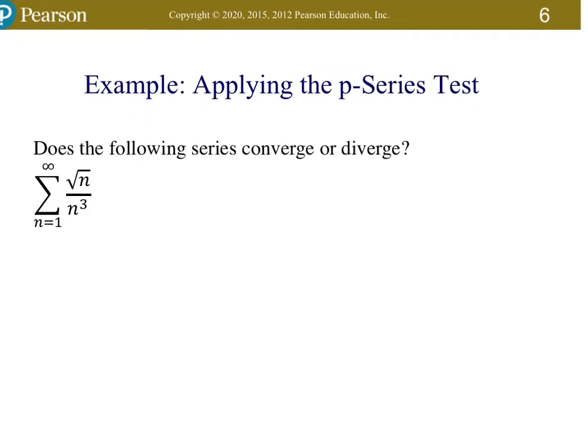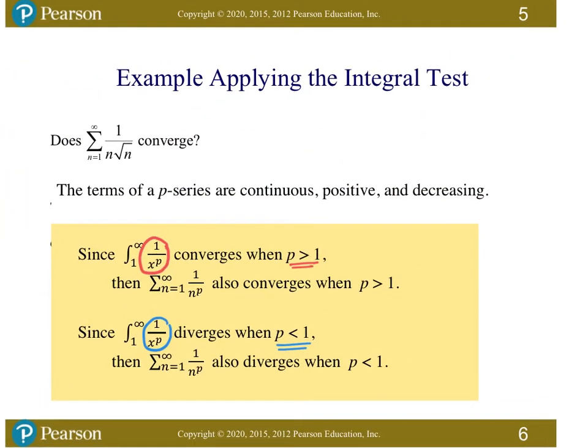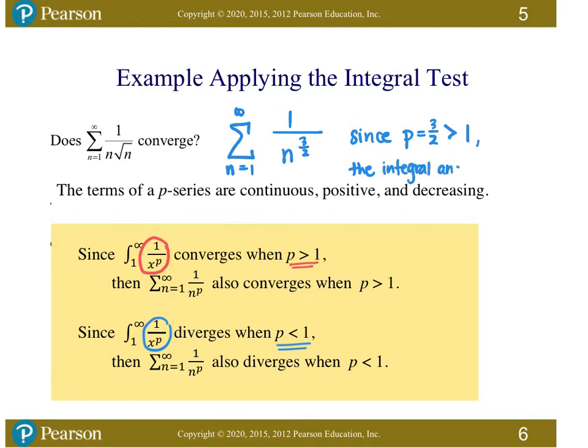So let's sort of check that out. Well, we can summarize this into the form n equals 1 to infinity of 1 over n to the 3/2. So since p in this case equals 3/2, which is greater than 1, the integral will converge and the series will converge. So the integral and series both converge.